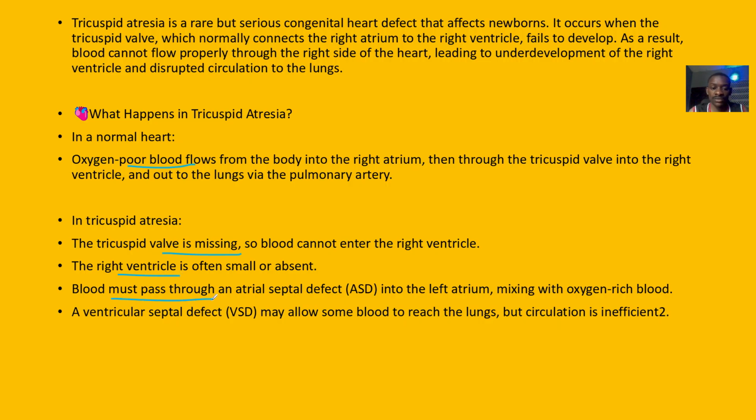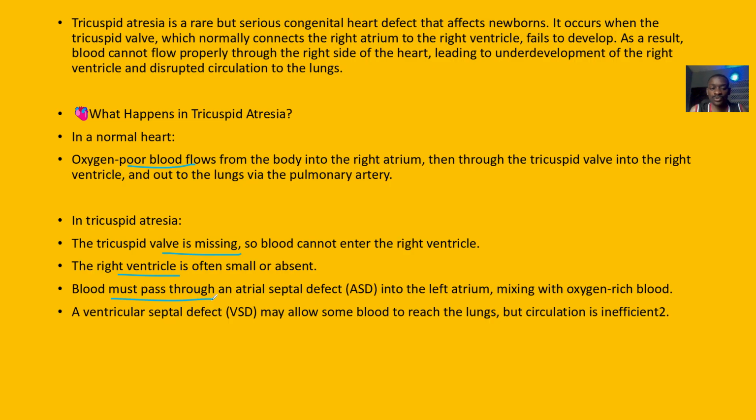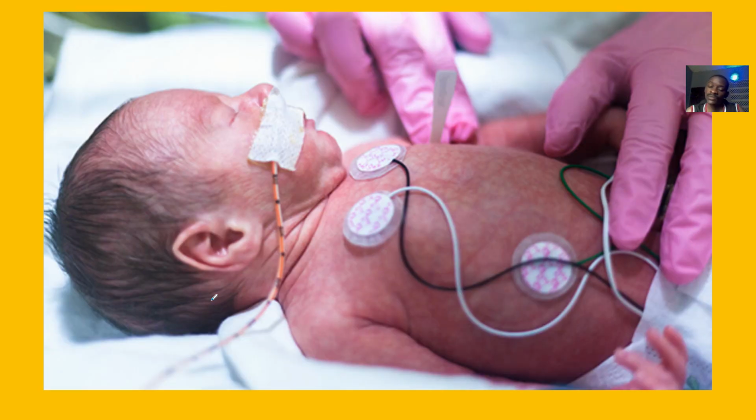So blood must pass through an atrial septal defect into the left atrium. So you have a mixture of blood here and there, okay, which is not supposed to be. Okay, so symptoms in infants: the baby is not having sufficient oxygen delivery to cells, so the skin is bluish. They have breathing difficulties, weakness, poor weight gain, heart murmurs, lethargy, irritability. Okay. See all these issues.